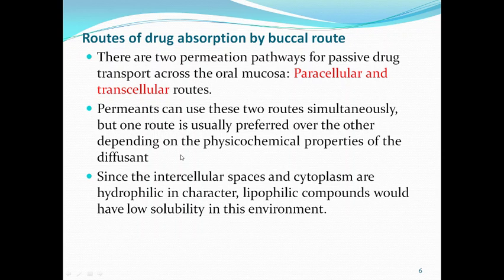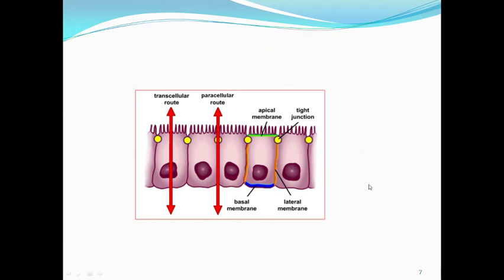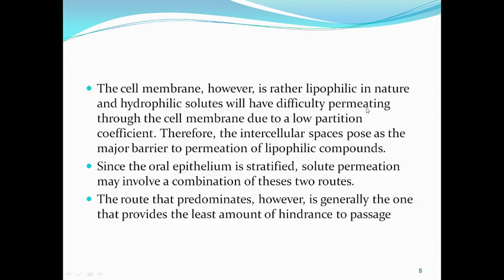Some routes of drug absorption by the buccal route. It mainly involves two routes, that is the paracellular and transcellular. Permeants can use these two routes simultaneously, but one route is usually preferred over the other, depending on the physicochemical properties of the diffusant. Since the intercellular spaces and cytoplasm are hydrophilic in character, lipophilic compounds would have low solubility in this environment. This is a diagram showing the transcellular route and the paracellular route.